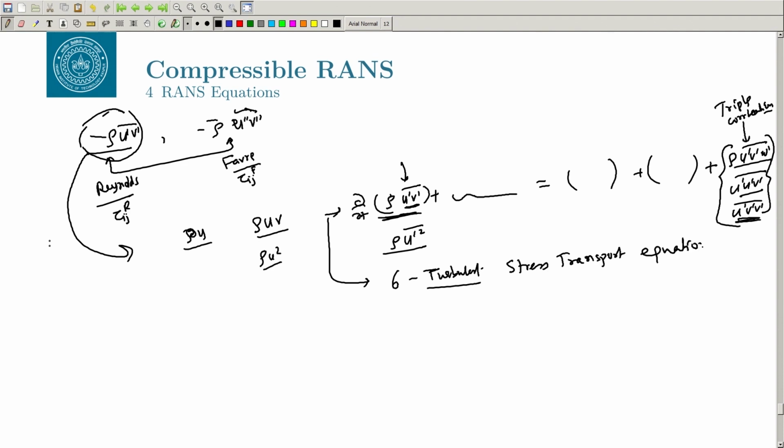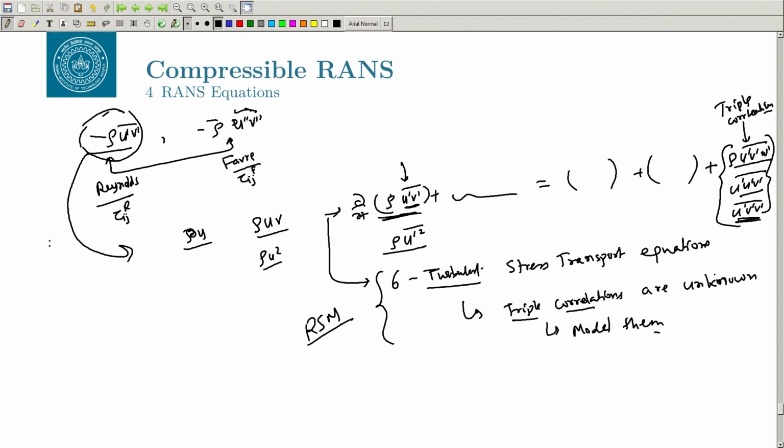You derive these equations, and then you will get the triple correlations, which are unknown, and you model them. So this is what we do in the model called the RSM model, the Reynolds stress transport model, or Reynolds stress model.